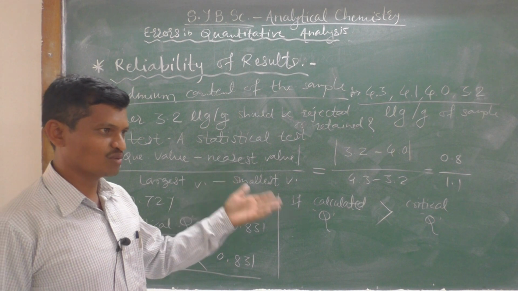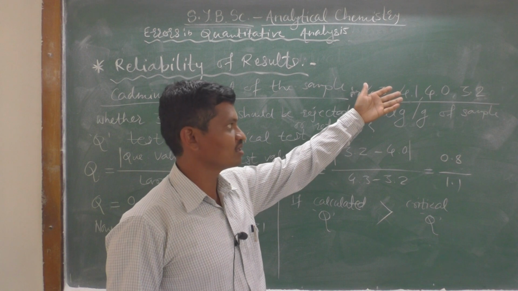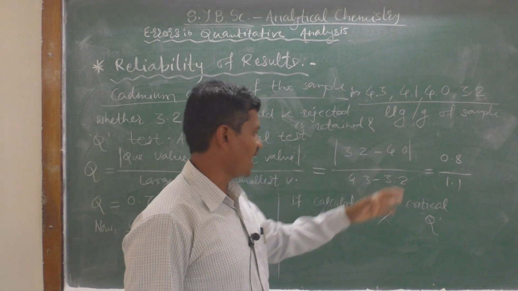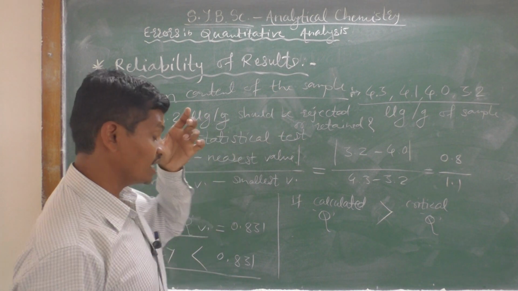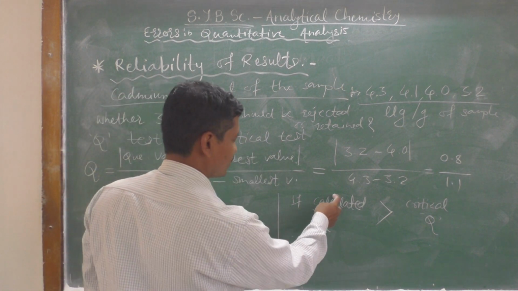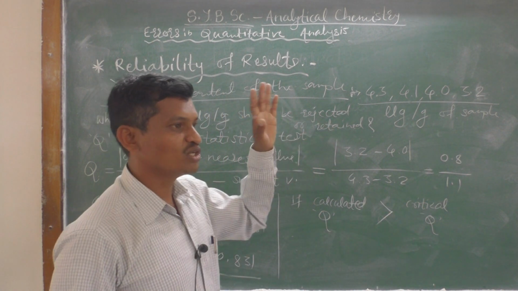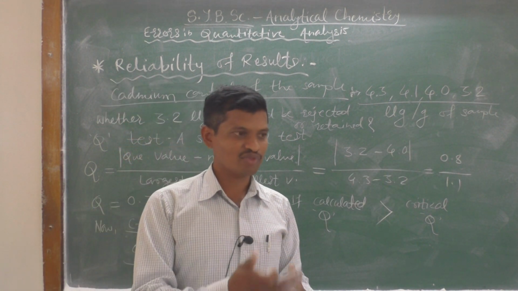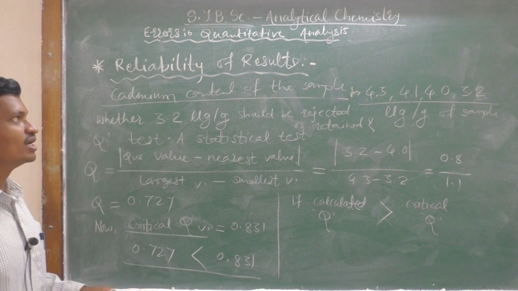In other words, if we have a larger number of samples, let us say 5, 6, 7, 8, 9, any number, and we are calculating the Q value for these given results, then if the calculated Q value is greater than the critical Q value, we should reject that questionable value. So this is all about the concept of reliability of results.